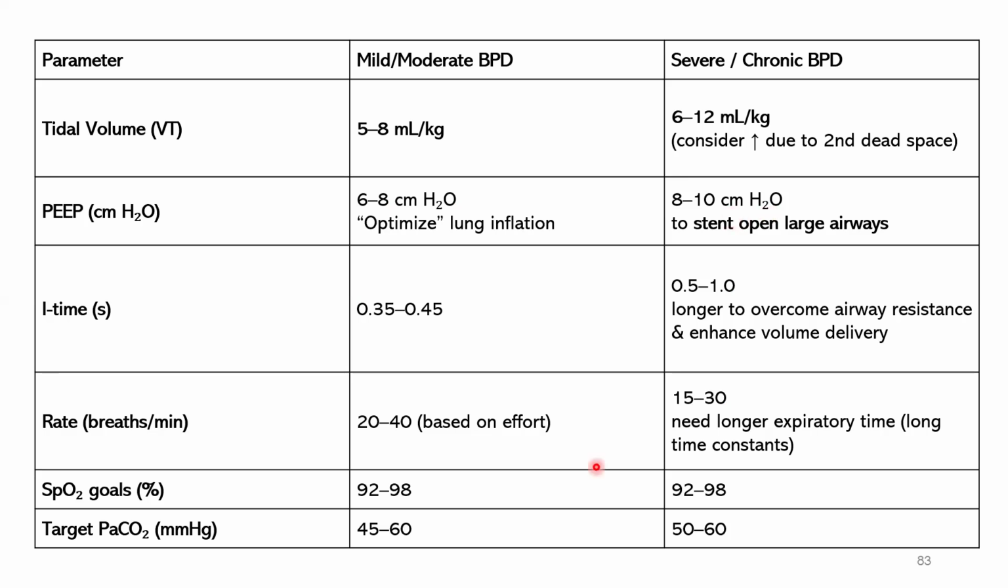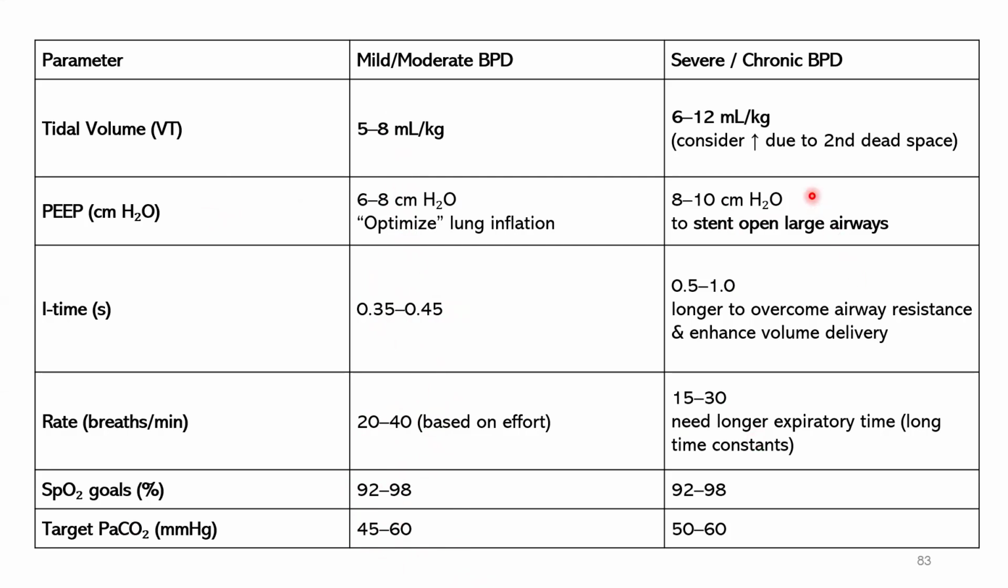In mild to moderate BPD, you can start with a tidal volume of 5 to 8 ml per kg and a PEEP around 6 to 8 centimeter water. The I time should be kept around 0.35 to 0.45 on the higher side. The rate should be around 20 to 40. This is SIMV, basically SIMV plus PSV setting, and the SpO2 target will be 90 to 98%. The target PCO2, we can tolerate up to 60 to 65.